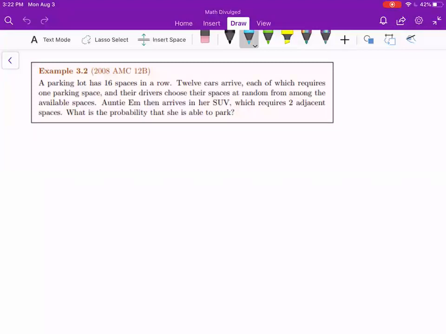So for this question, the key to doing it is that instead of assigning cars into parking spaces and then seeing which spots are empty, we're going to imagine that the 12 cars are already lined up. And then we want to insert the 4 remaining parking spaces around them. Since we have 16 spaces and 12 cars, we have 4 empty spots, right? And the key to this problem is going to be arranging these 4 empty spots in such a way that Auntie M has a way to park her SUV.